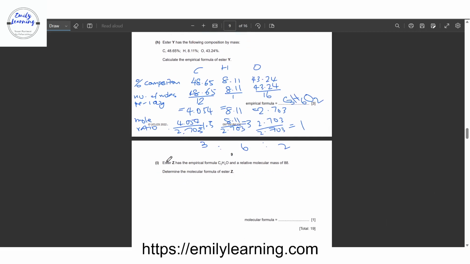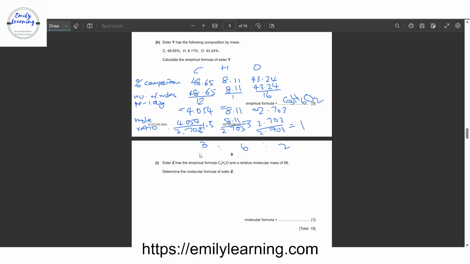So next, we have this ester Z has the empirical formula C2H4O and a relative molecular mass of 88. So determine the molecular formula of ester Z. So the empirical formula is basically the simplest whole number ratio of the different elements. Okay, the number of atoms of each element in the formula. Okay, so the molecular formula tells you the exact number of atoms of each element in one molecule.